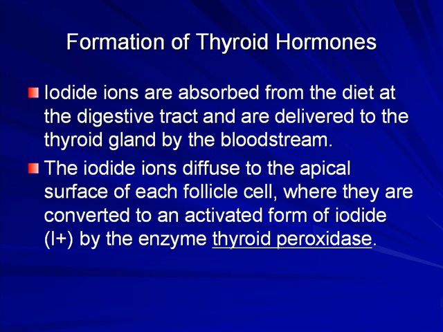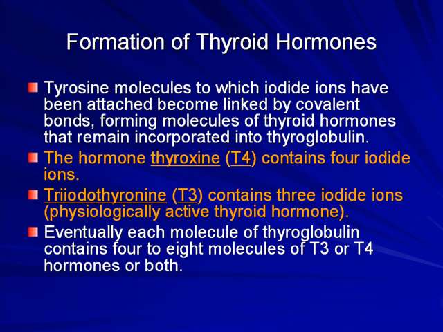Formation of thyroid hormones intimately involves iodine ions that are absorbed from the diet at the digestive tract and delivered into the thyroid gland in the bloodstream. Iodine ions diffuse to the apical surfaces of the follicle cells. We'll see that it's converted and activated to form iodine by the enzyme thyroid peroxidase. Now, there are two substances released from tyrosine molecules. There is the hormone thyroxine, T4, which contains 4 iodine ions, and then there is T3, which contains 3 iodine ions. This is the physiologically active form of thyroid hormone. This is the one that's going to go around and increase the metabolism inside the cells.